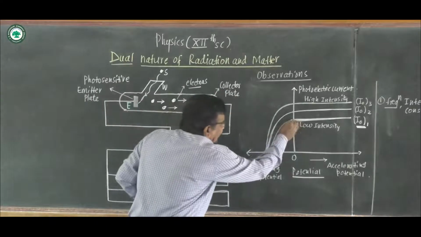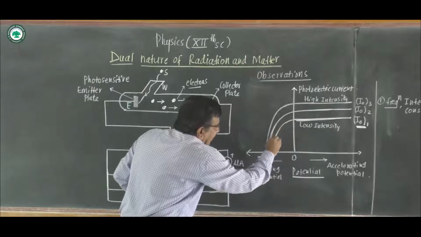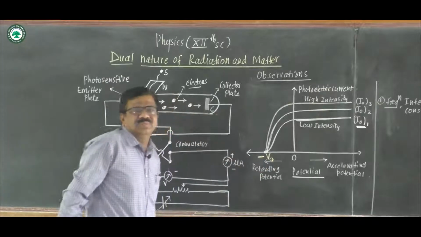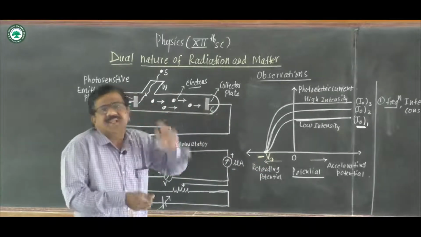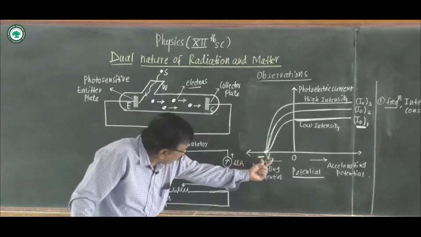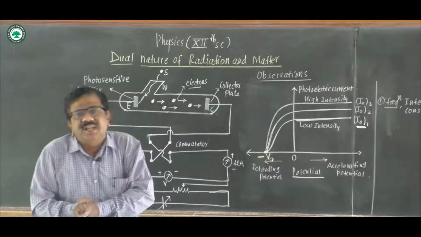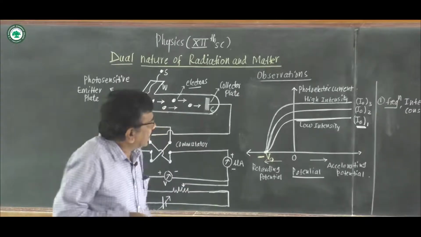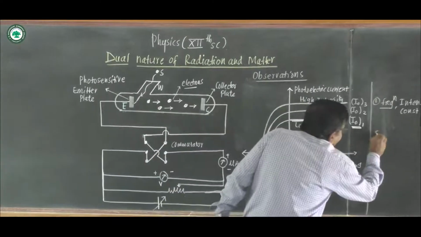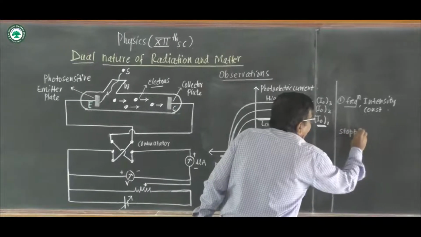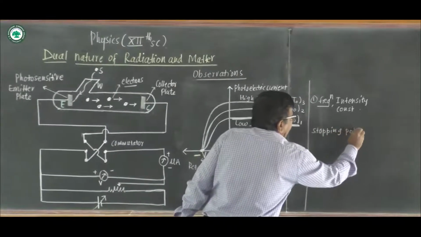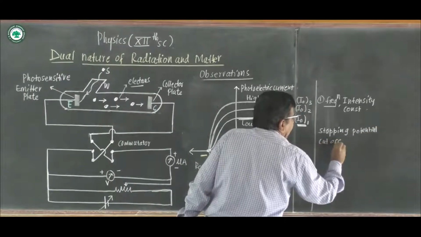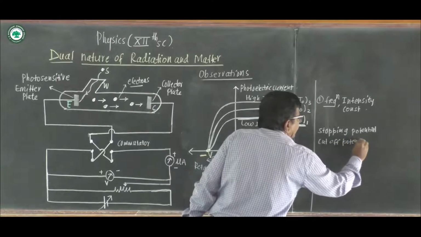See here. At this negative potential, the photoelectric current becomes 0 because no electrons are reaching the collector. This negative or retarding potential, for which the photoelectric current becomes 0, is called the stopping potential, or cut-off potential, denoted by V0.